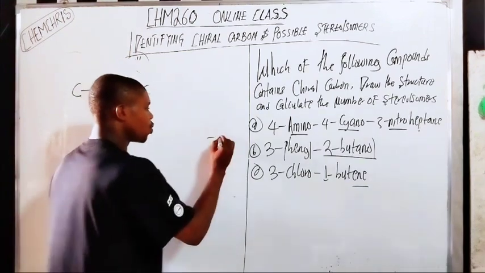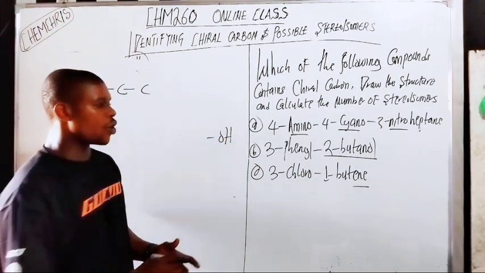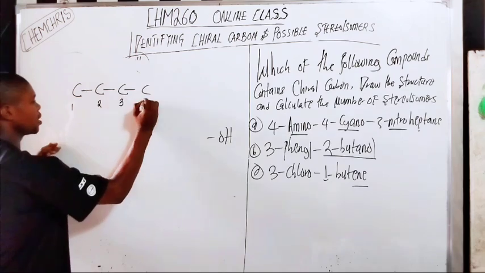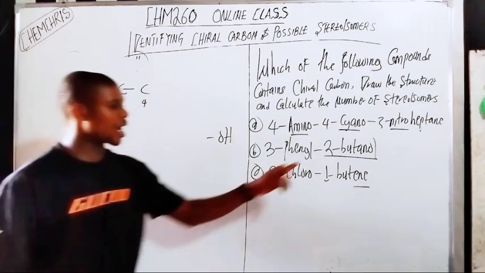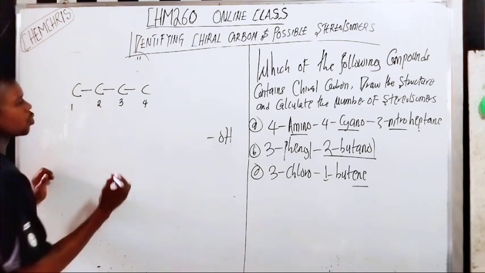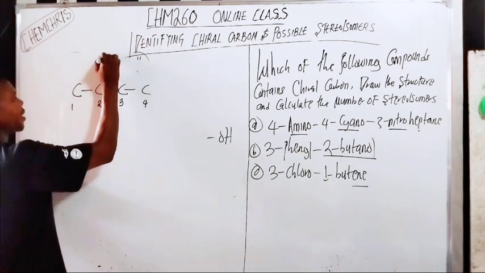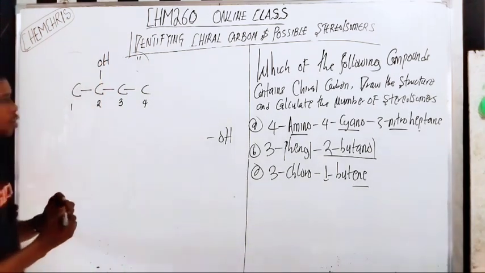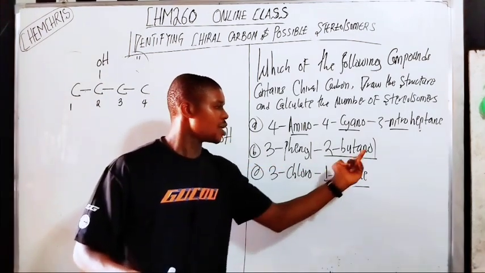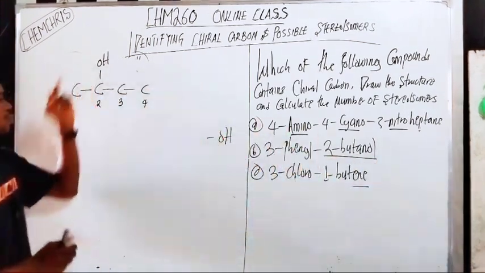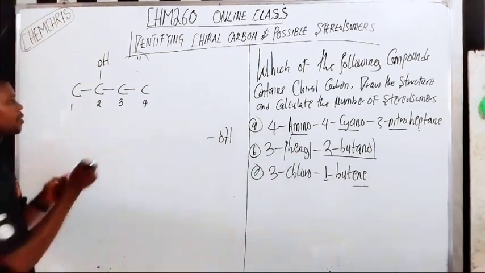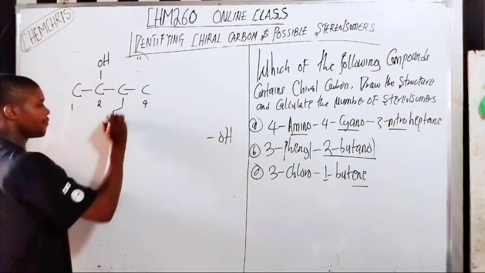The OH is on carbon number 2, so I can start from here: 1, 2, 3, 4. Can you see that? So at carbon number 2, I have OH. That is why they call it 2-butanol. Now at carbon number 3, I have a phenyl group here. We have a phenyl group here.